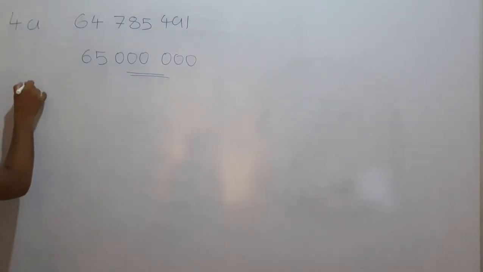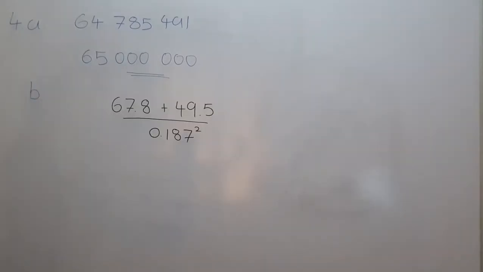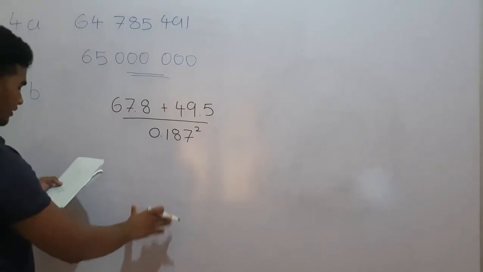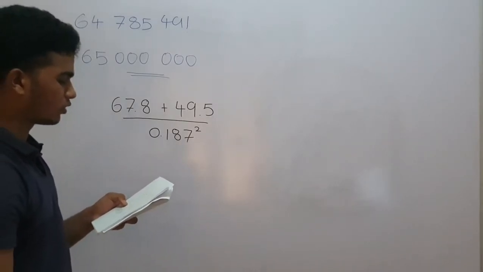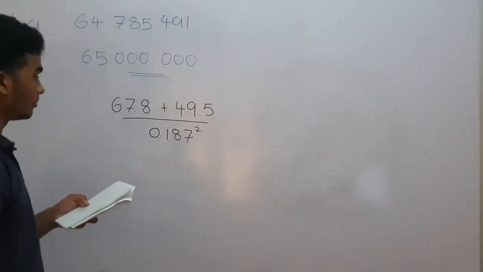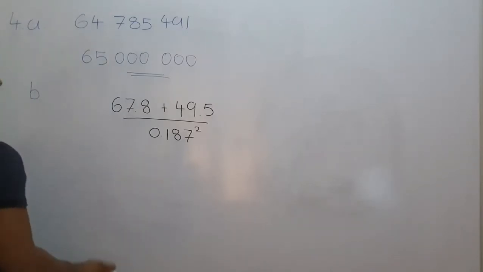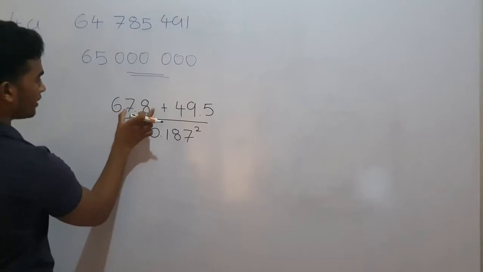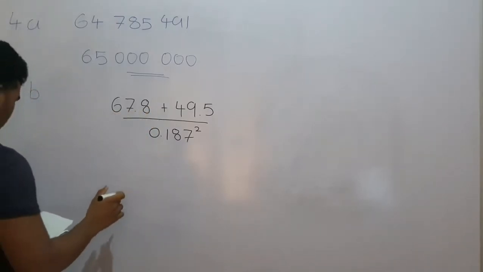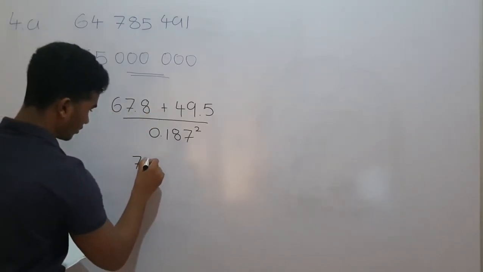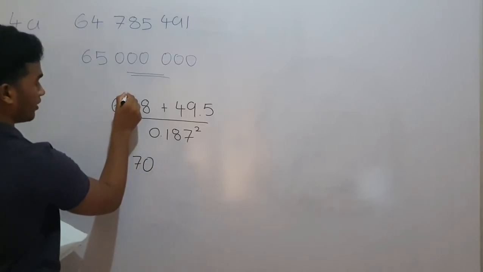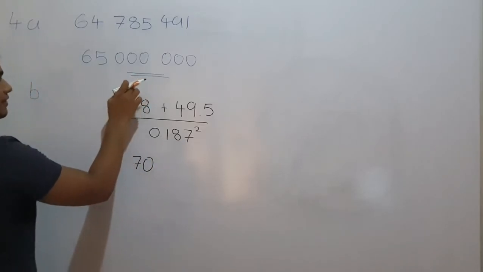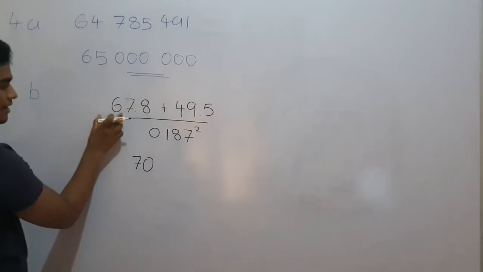Then part B. So this is our part B. They are asking, by writing each number correct to one significant figure, estimate the value of this. So we'll write each to one SF first. 67.8 to 1 SF is 70. You should always check whether the next digit is greater than 5 and then add 1 to this.